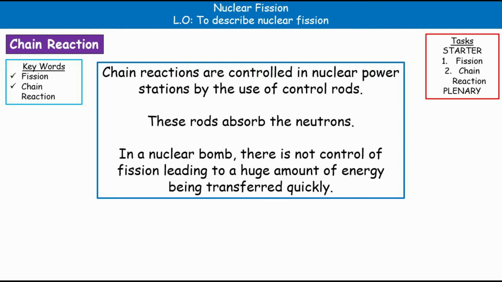If we compare what happens in a nuclear power station to a nuclear bomb, then in a nuclear bomb we don't have control rods. We've got no method of slowing this reaction down. So once we're actually undergoing that detonation process, then it just keeps getting bigger and bigger until we release this huge amount of energy very, very quickly, because there's no absorption of those additional neutrons being created.